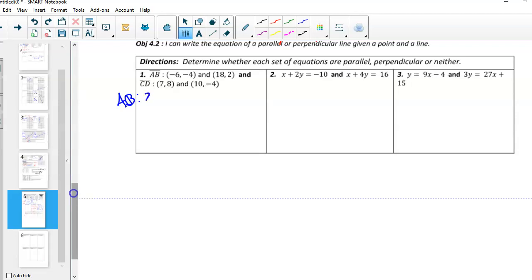So that would be 2 minus negative 4 over 18 minus negative 6. 2 minus negative 4 is 2 plus 4, which is 6. 18 minus negative 6 is 18 plus 6, which is 24. Can this be simplified? Yes. To what?